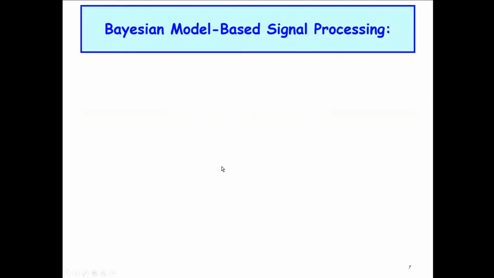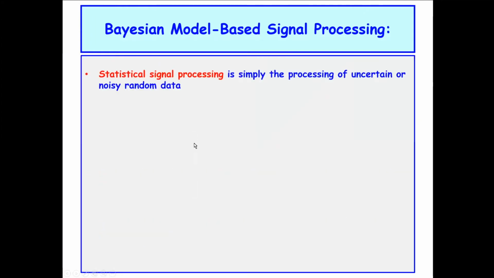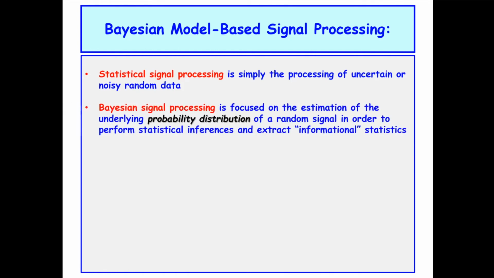So Bayesian model-based signal processing, what is that? It's a mouthful. Okay, first of all, we do statistical signal processing. It's simply the processing of uncertain or noisy random data. Bayesian signal processing is focused on the estimation of the underlying probability distribution of a random signal in order to perform statistical inferences and extract informational statistics, things like conditional means, maximum a posteriori estimates. Once you've got the posterior distribution, which I'll define shortly, then you've got it all. And from that, you can extract the statistics.